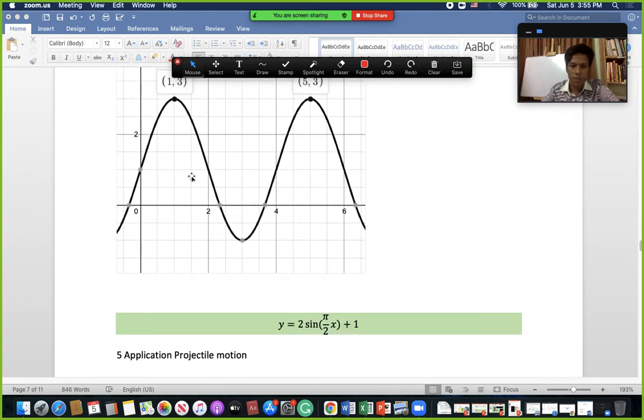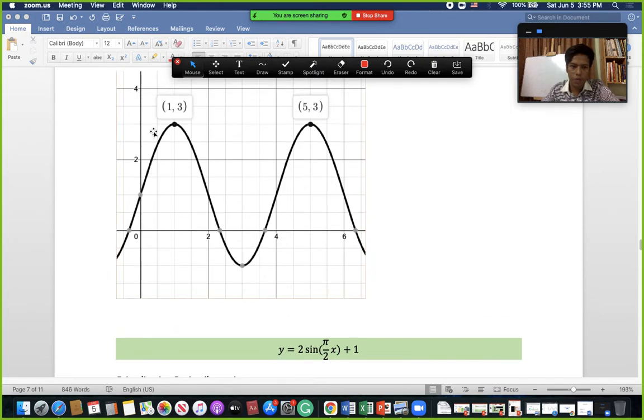For this one, this is a sine graph. The amplitude is 2, and the graph went 1 unit up, and this is 5 minus 1, 4. So 4 equals 2 pi by omega. So omega equals 2 pi by 4, so pi by 2. Pi by 2 is the value of omega. So we put them here and we get the solution.